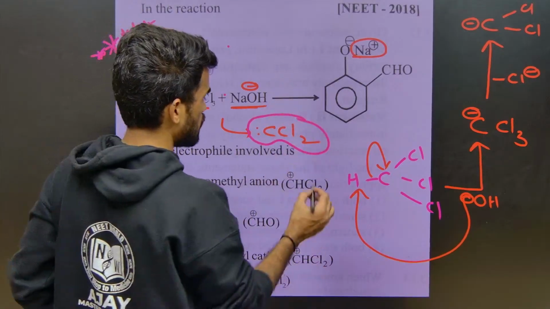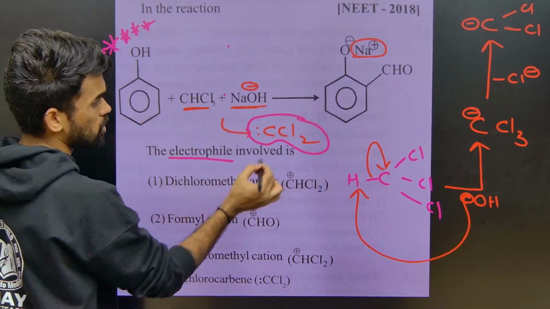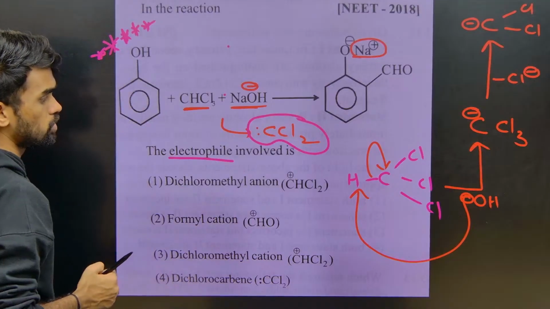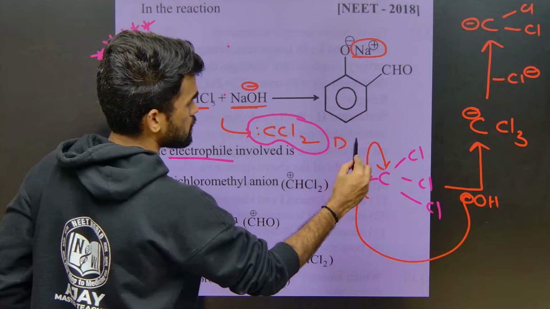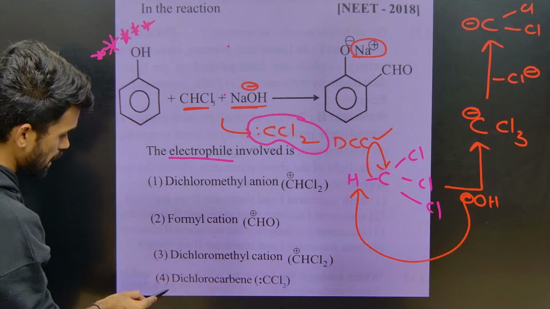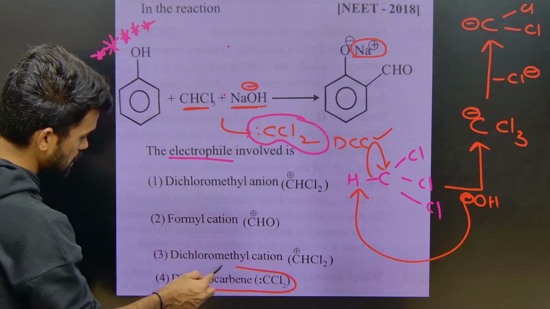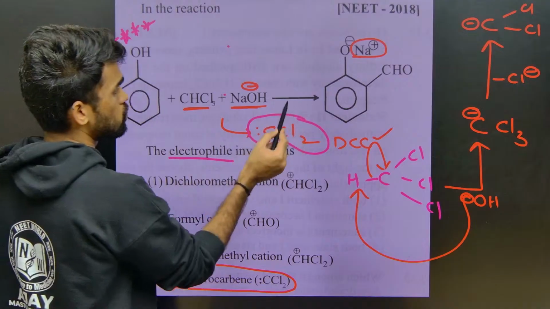What is the electrophile involved in the Reimer-Tiemann reaction? You should say CCl2, dichlorocarbene, in short form DCC, is our electrophile. So where do we have the option? See, dichlorocarbene. This is the answer for this particular question. So this is the electrophile.